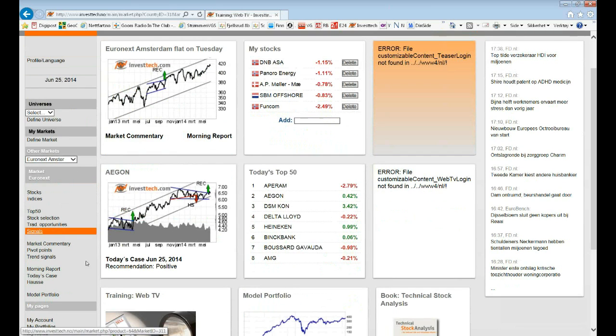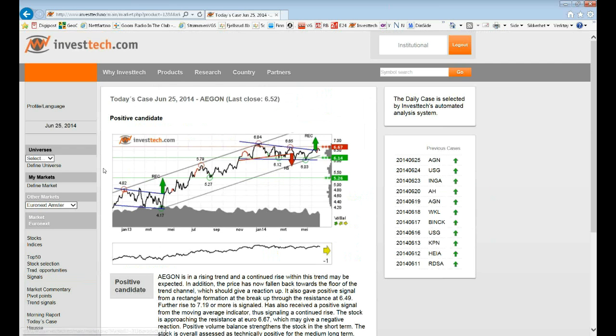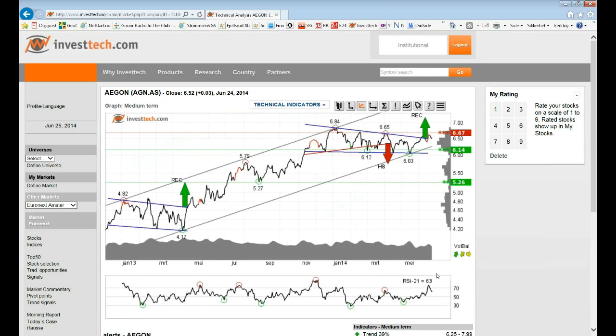We will start to look at today's case, which is Aegon. And you scroll down to the external analysis. Aegon is in a nice increasing trend and has given a rectangle formation, and we expect it, as we've seen, to rise up to the full extent of the objective.